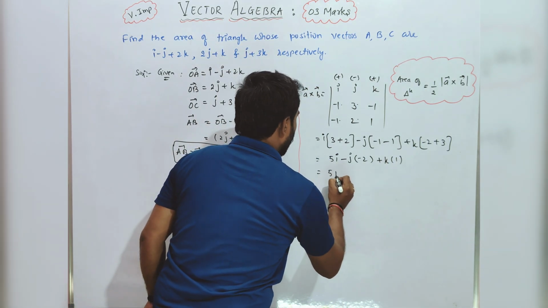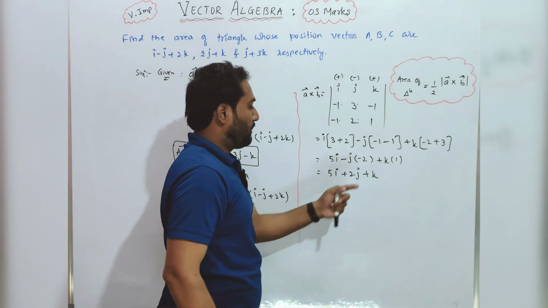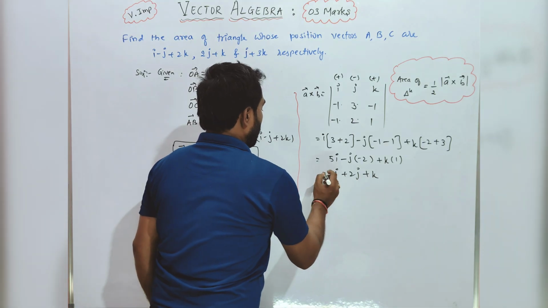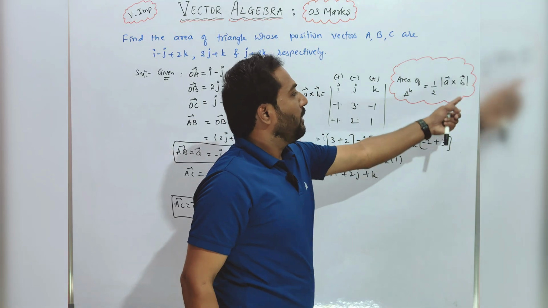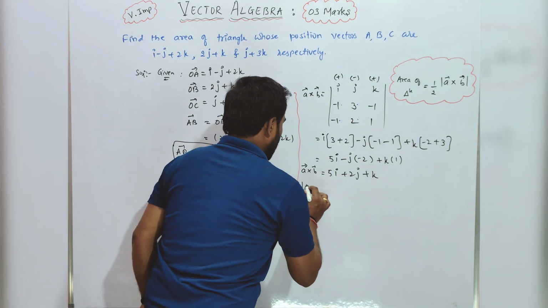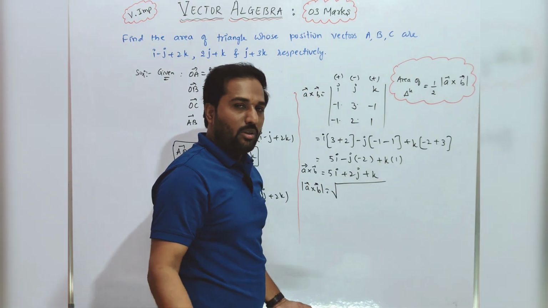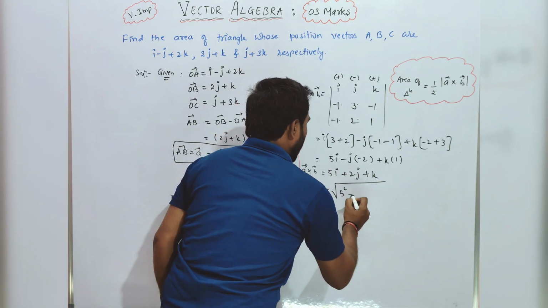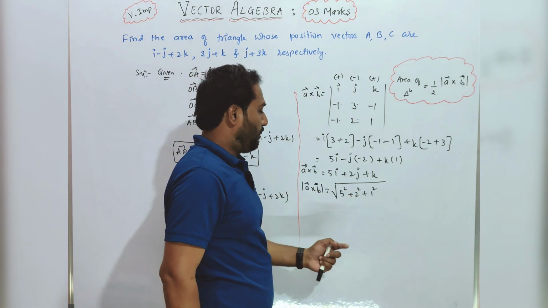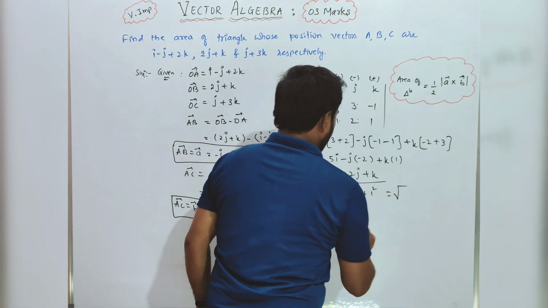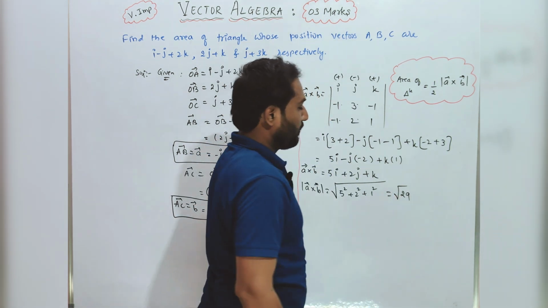So this is nothing but what? 5i plus 2j plus k. Minus minus plus. So this is your A cross B. A cross B. Now what we need? Modulus of A cross B. How to find the modulus? Just take the square root and square all the values. 5 square plus 2 square. Nothing is there in the sense there will be 1. So this is nothing but what? How much? 25 plus 4 plus 1, 29. This is root 29.